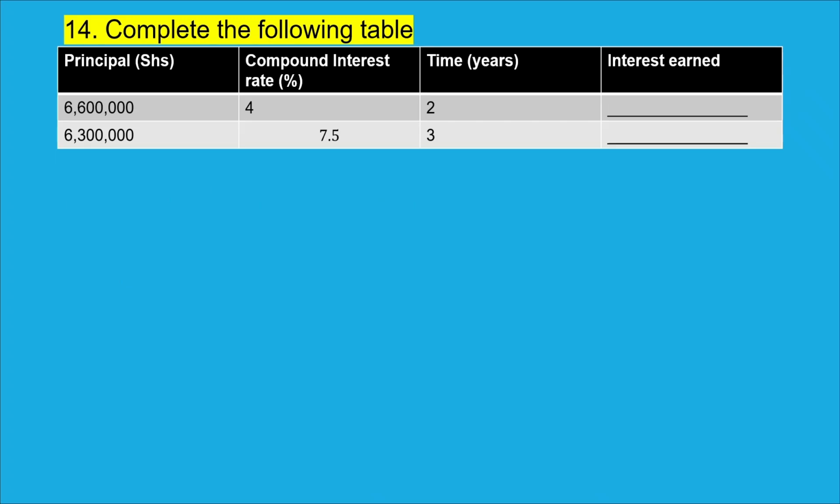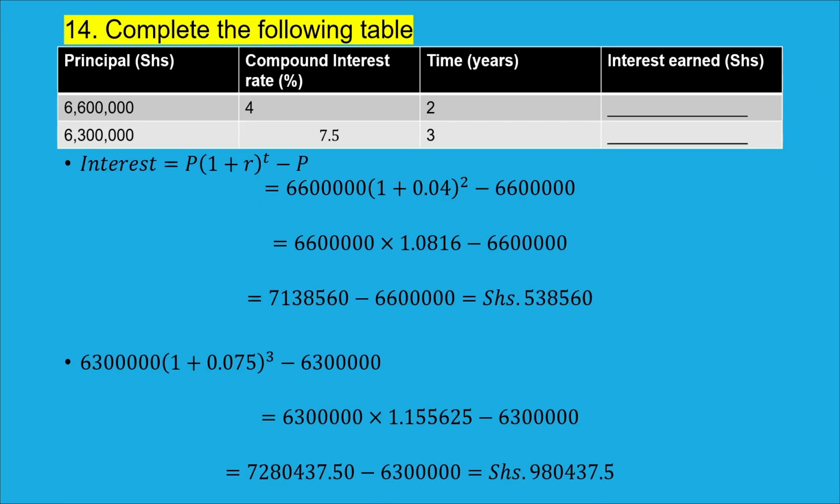When using compound interest, how does it go? Hope you recall the method we used for compound interest. That is principal times (1 plus rate) to the power of time, minus principal. That is the interest, compound interest. Therefore, if we have 6.6 million and 4% as the rate, then we have to divide the rate by 100 to get 0.04, and the time is 2 years. Therefore, we substitute in the formula and we have 538,560 as the interest under compound interest.